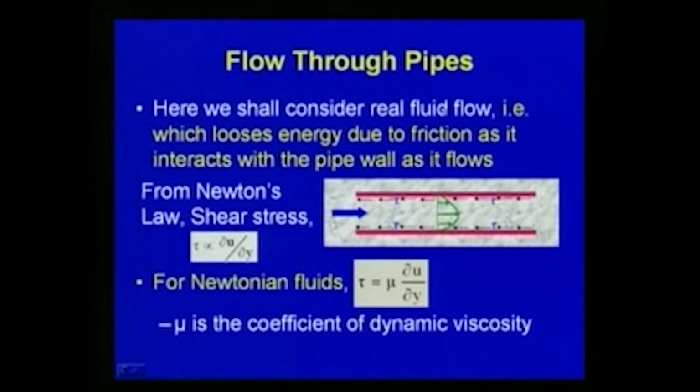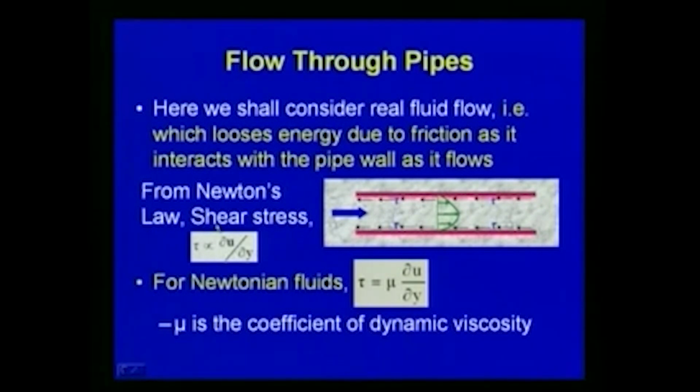Here we shall consider the real fluid flow, that means the fluid flow which loses energy due to friction as it interacts with the pipe wall as it flows. If we consider Newton's law of shear stress, we can see that the shear stress is proportional to the velocity gradient, del u by del y. Here this is the pipe flow, and if you consider the flow in this direction, then due to the viscous effects there will be shear stress, and in the other direction.